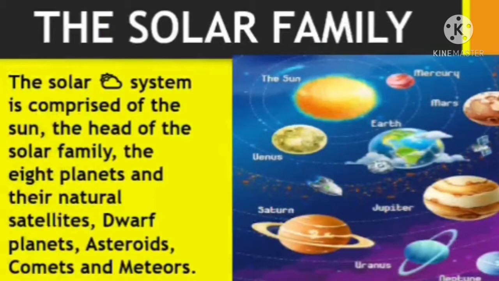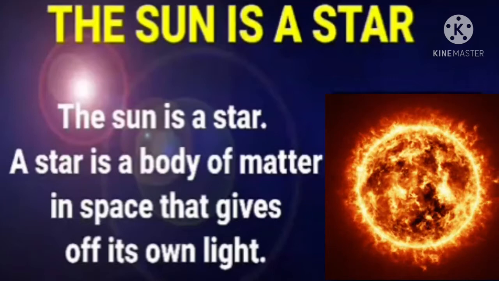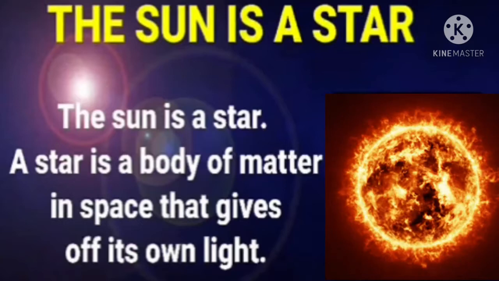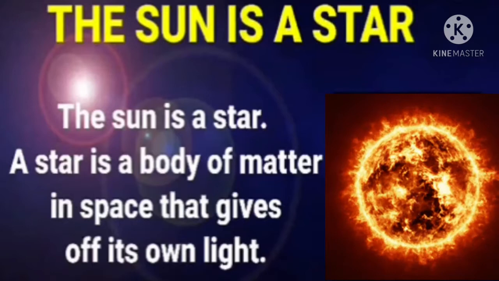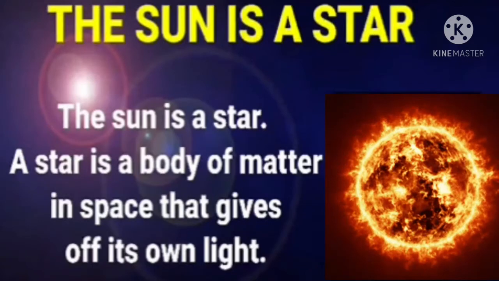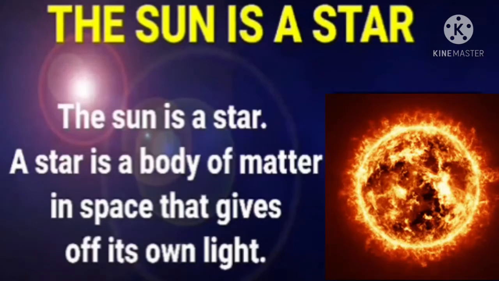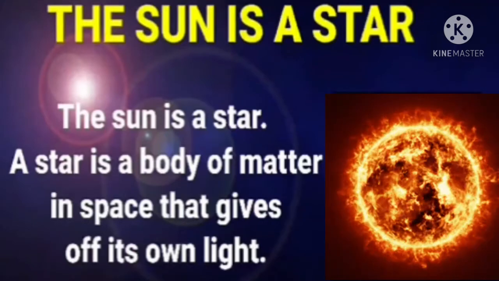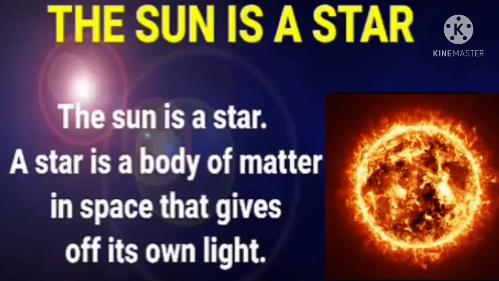Now let's look at the sun as a star. Now the sun is a star. A star is a body of matter in space that gives off its own light. So the sun is a star, a very big star that gives us its own light. So when you look up there into the sky, know that those little stars you feel are little, they are larger than even the sun. They are bigger than the sun. So anything that can give us its own light in space is known as a star. So the sun is a star.